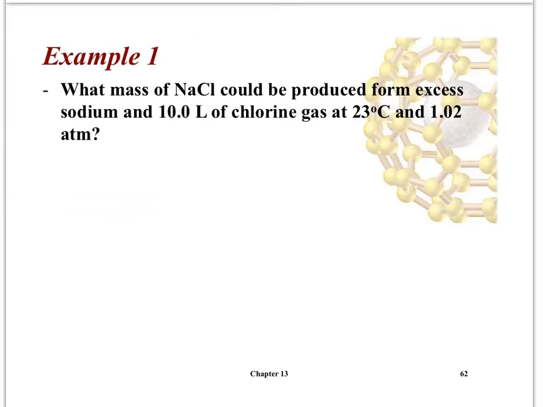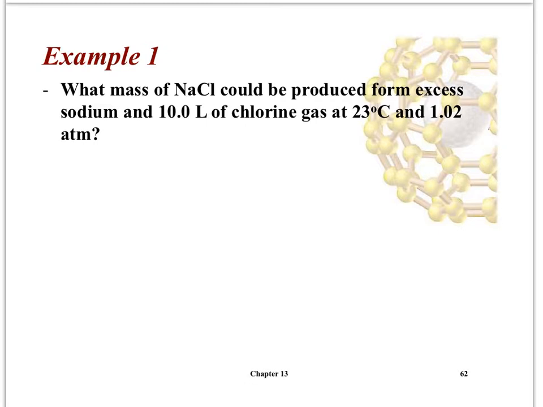The first example says, what mass of NaCl could be produced from excess sodium and 10 liters of chlorine gas at 23 Celsius and 1.02 atm? The first thing you would want to do, since we're talking about a chemical reaction happening here, it's not just one gas by itself, so that means we need to write the chemical equation. So let's start with that.